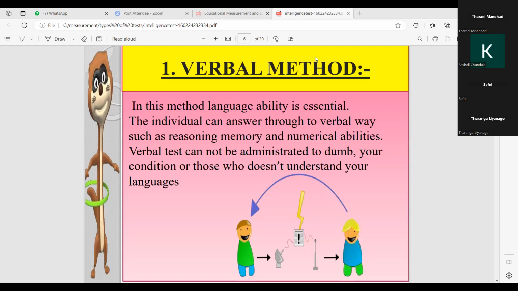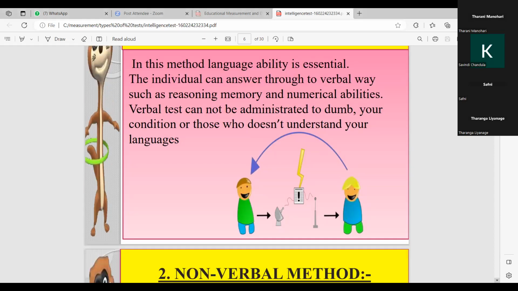So in the verbal method, language ability is essential. The individual can answer in verbal ways such as reasoning, memory, and numerical abilities. Verbal tests cannot be administered to the dumb, because they should be able to speak, or to those who don't understand your language. If the language is not understood, they can't give answers. So in cases like interviews, they should understand our language.